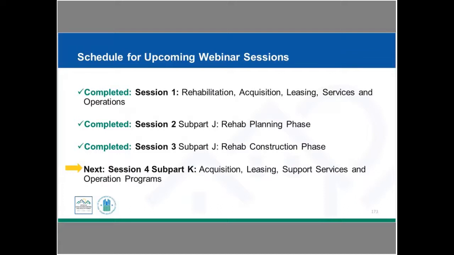So just as a reminder, as we close things out for today, next week we're going to be talking about Subpart K. This is essentially our non-rehab or rehab that's less than $5,000. We're going to be talking about activities that are acquisition, leasing, support services, and operation programs. So you will see, for those of you participating in that, some very different requirements under Subpart K. If you are doing any activities that include that, it's very important that you participate.